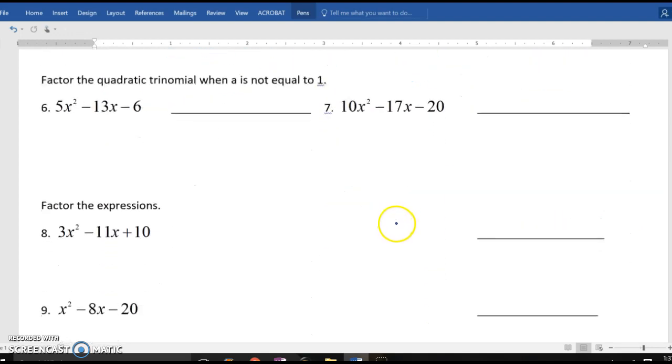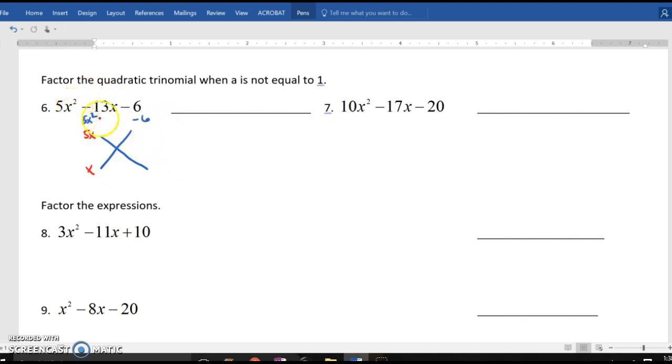Now, for 6 and 7, if you notice, now there's a number in front of x squared other than 1. How do we factor these? Remember, in class we talked about how we make this x. And on this side, I have to make the numbers multiply to give me 5x squared. On this side, multiply to give me negative 6. So, right away, there's really only one set of numbers to multiply to give you 5x squared. That's 5x and x.